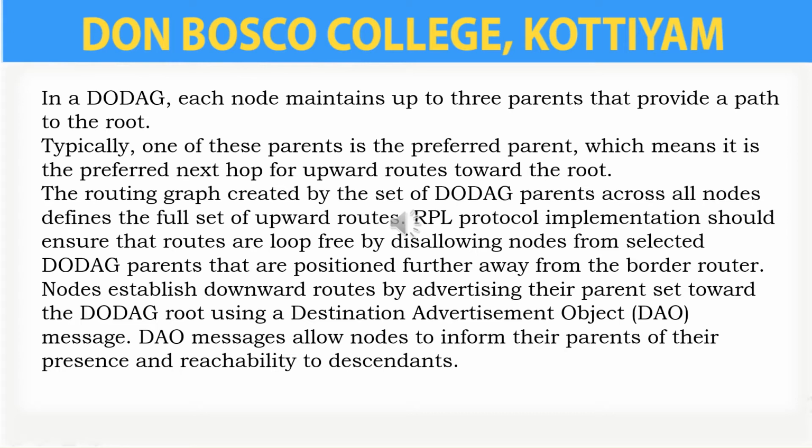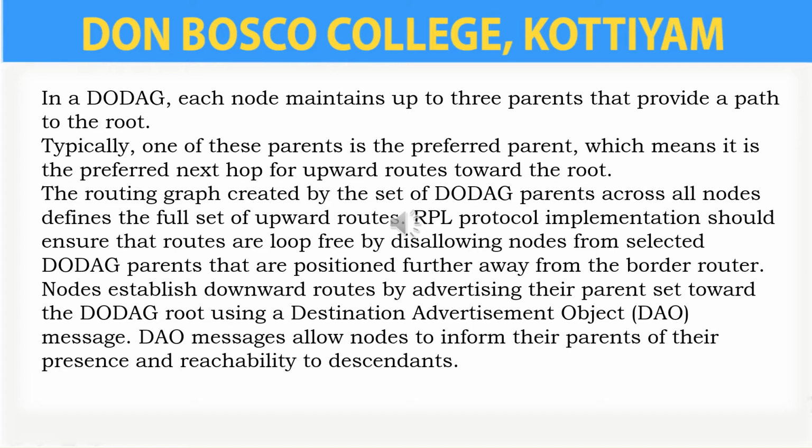In the main RPL, there are 3 control messages, and they are DIS, DIO, DAO. DIS means DODAG Information Solicitation, then DODAG Information Object, that means DIO, then DAO means Destination Advertisement Object. In this DIS, the DODAG Information Solicitation information is provided along with the node to know about the routing information for neighbor nodes.